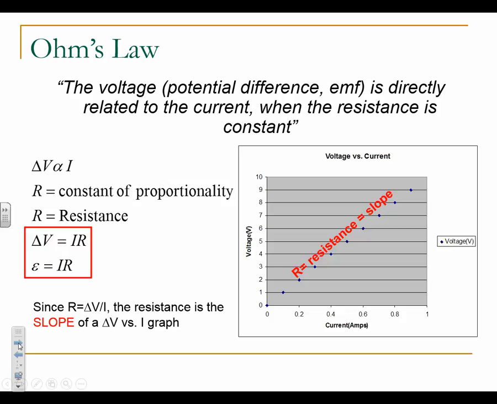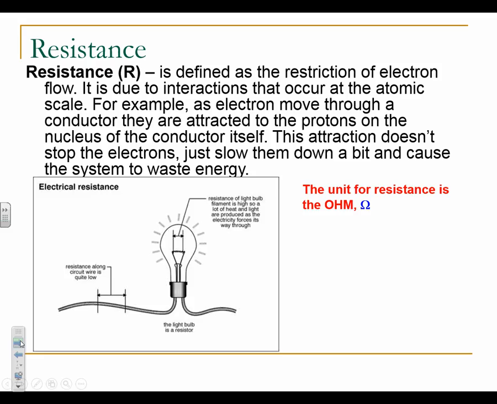Since R equals the change in your voltage divided by your current, the resistance is actually the slope of a voltage versus current graph. So you do need to make sure that if you're given these types of graphs, you understand that really you're taking the voltage and dividing it by the current, which is the formula for resistance when you're using Ohm's law. So just make sure you understand how they all connect and how you can always look at slopes and areas under lines to find different information on graphs.